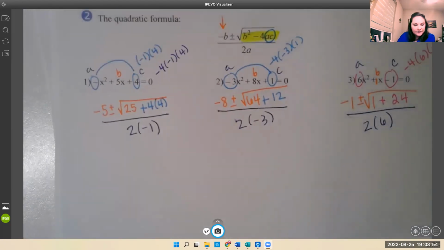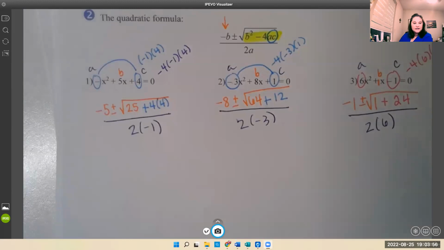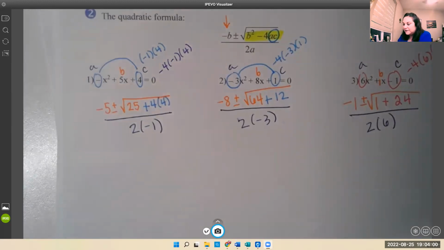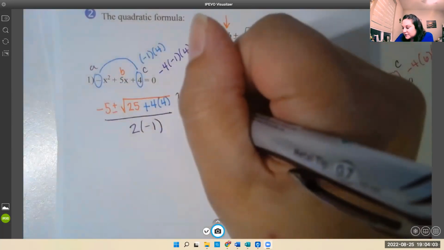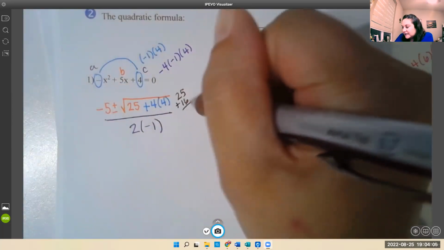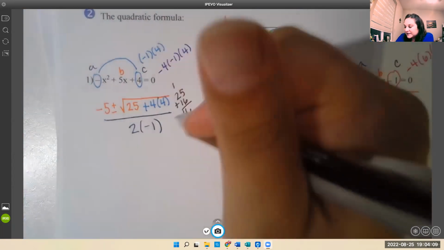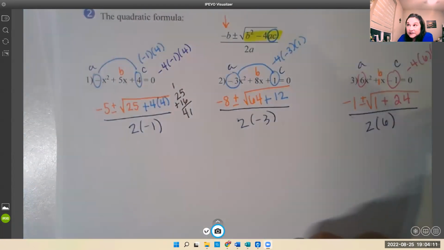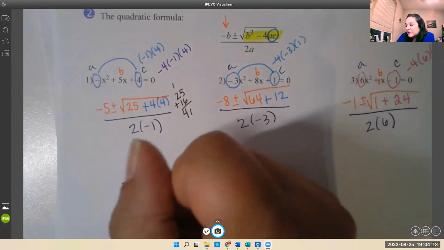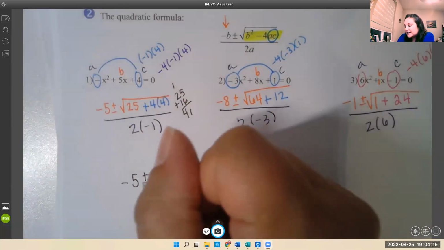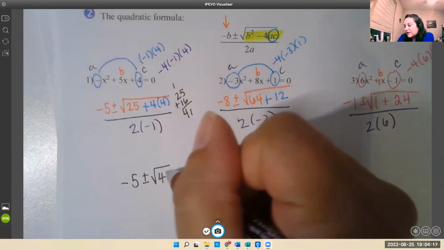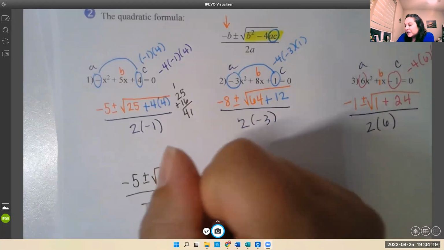So this first one, I'm going to get a 16 and a 25 added together. And 25 plus 16, that's 41. And 41 is not perfect, and 41 doesn't have anything that divides into it that's perfect. So my final answer is -5 plus or minus the square root of 41, all over -2.